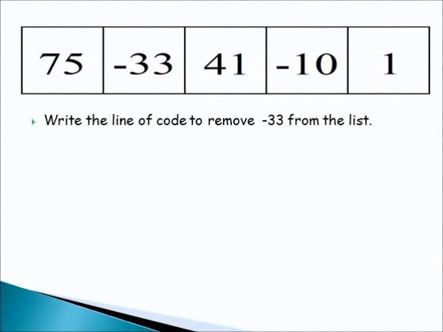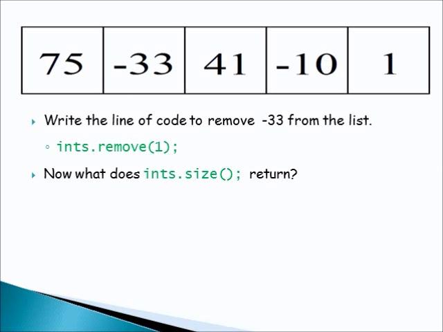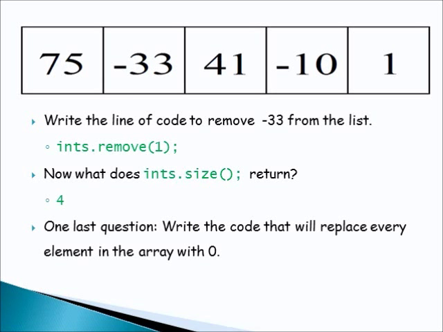Okay, 3 more questions to go. Write the line of code to remove negative 33 from the list. Now, here's the answer. Now, what does inst.size return after that method call? The answer is 4. Now for the last question. Write the code that will replace every element in the array with the number 0. Hopefully you used a for loop for this.